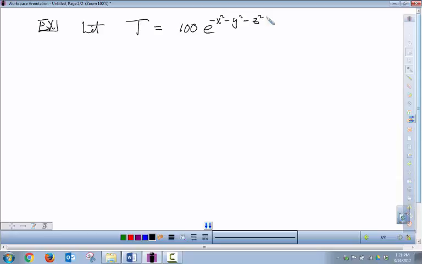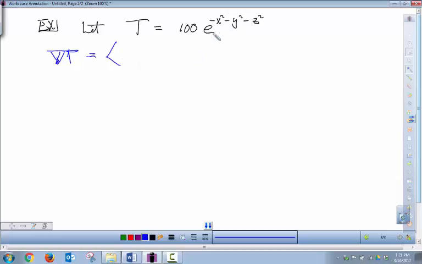Now we could try to create some interesting scenario around this. Well, we'll do it some other time. But let's just say this is your function, and let's go through the steps of finding the gradient, finding a directional derivative, finding the direction of maximum increase, and stuff like that. So we know that our gradient of T is going to be just the partials of this thing with respect to x, and then with respect to y, and then with respect to z.